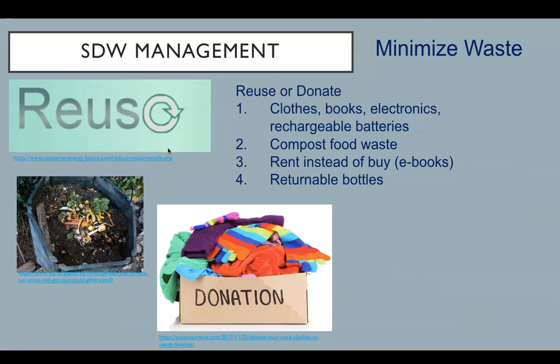We can minimize waste by reusing or donating clothes, books, electronics, and rechargeable batteries, by composting food waste, by renting instead of buying, like using ebooks, and using returnable bottles.